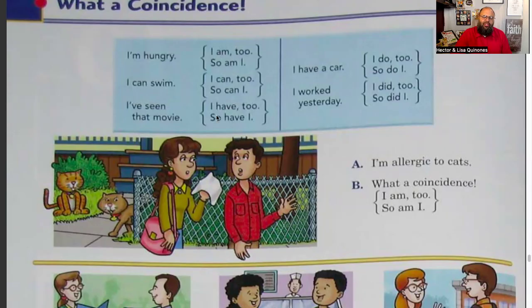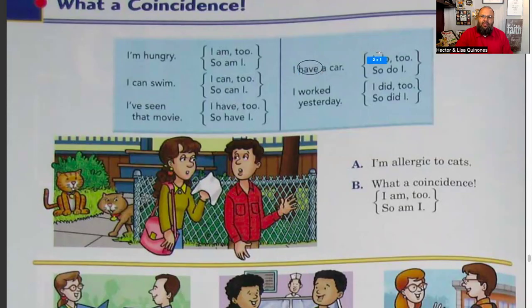In Spanish it would be like saying, y yo también. Y yo puedo también. Y yo también lo estoy. I have a car. So do I. You could say, I do too. I worked yesterday. I did too. So did I.